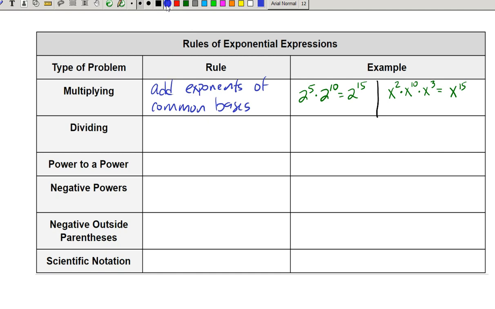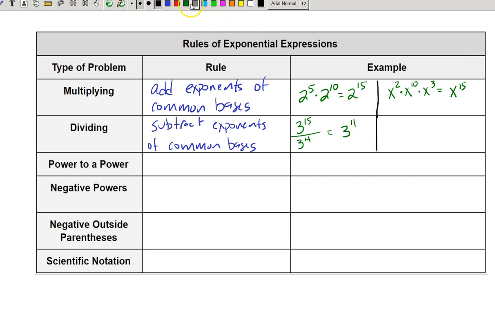The next one is dividing. All we're doing with division is subtracting. So we're going to subtract the exponents of common bases. A numerical example there would be if I had 3 to the 15th and I'm dividing it by 3 to the 4th. Well, that's going to equal the same base, but I'm going to take 15 minus 4, and so I'll get 3 to the 11th.